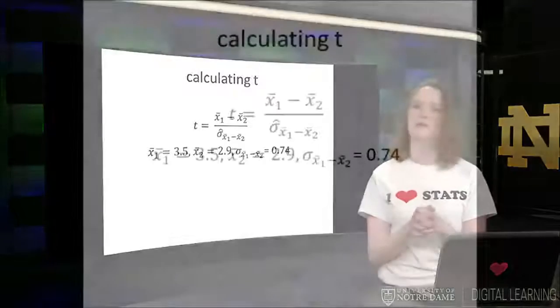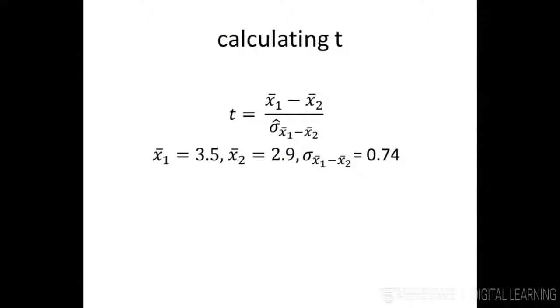Okay, so we have everything we need. We're going to plug everything in and get the t-value. The mean of the first group is 3.5, the mean of the second group is 2.9. And on the bottom of this equation, we're just going to plug in the 0.74.